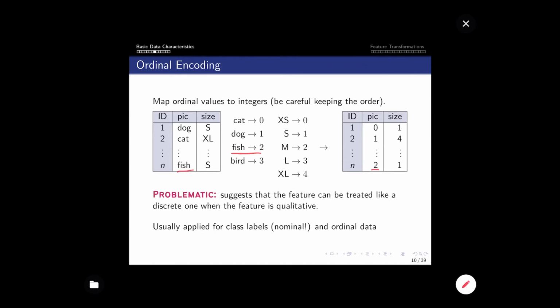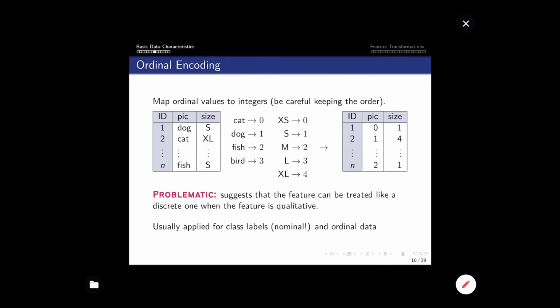And the same we do with the size. And here now you should really keep the order such that XS is smaller than S, and 0 is also smaller than 1. So how do we do this then? S is then mapped to 1 here, right? And XL is mapped to 4, and S is again mapped to 1.